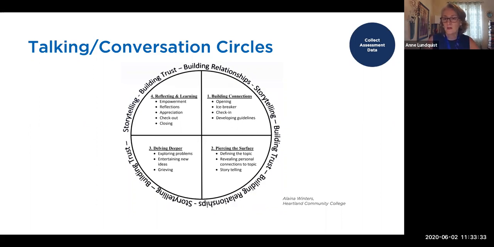Elena Winters at Heartland Community College gives this idea of a talking circle or a conversation circle, where if you look at the cycle here, that is a conversation with, and maybe among, students or staff, and the collection of assessment data is embedded within the building of trust and relationships. It's not separated out. And the experience of the conversation is actually beneficial to the participants at the moment of the conversation, and the assessment data is also collected and able to be shared. So it's this less separate way of looking at it.